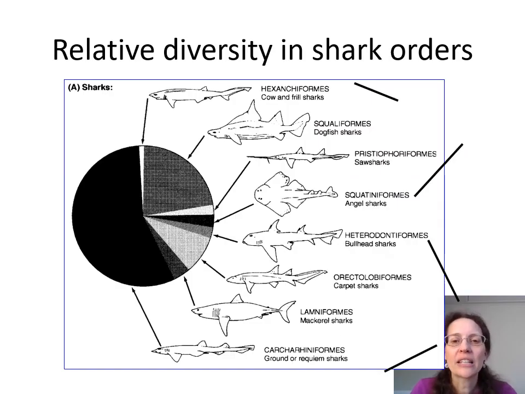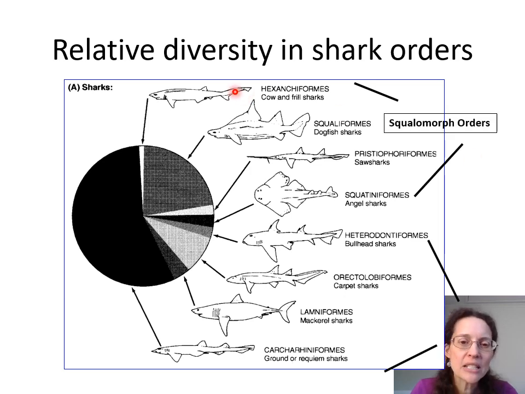And then briefly to look at the relative diversity we have in the shark orders. What we see is when we look at the squalomorphs, so we'll throw the squatinomorphs that way. We have the hexanchiformes, our cow sharks and our frill sharks, and we don't have very many of those. Lots of the dogfish sharks, big diversity there. We have our pristiophoriformes, our saw sharks, not a lot. Angel sharks as well. So that's about a quarter, maybe just over a quarter we consider to be squalomorphs.